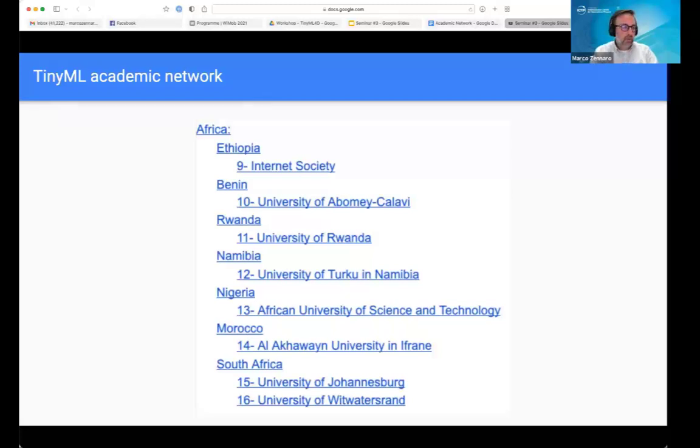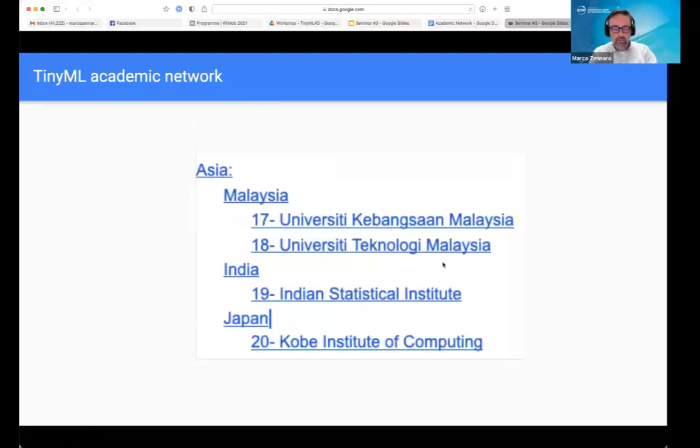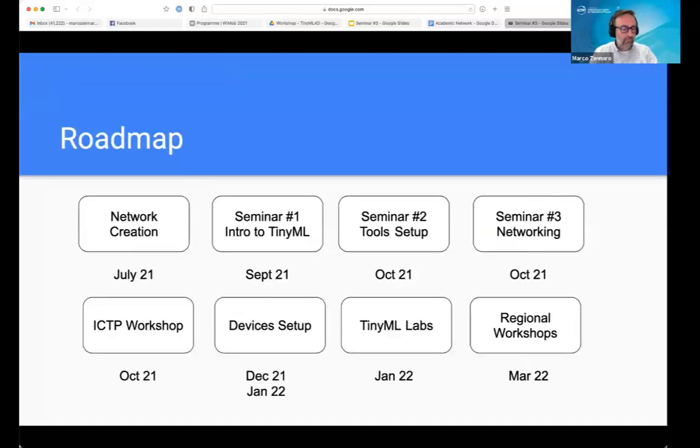And finally, in Asia, we have 4 members. So 2 are in Malaysia. 1 is in India, Indian Statistical Institute, and we have Kobe Institute of Computing in Japan, which hosts a master in ICT for development with students from all over the place. So 20 members in total.